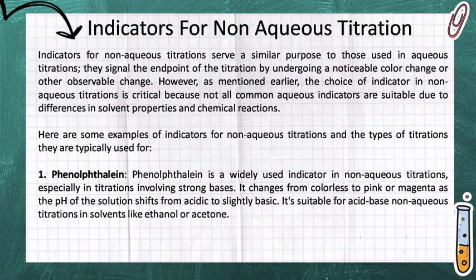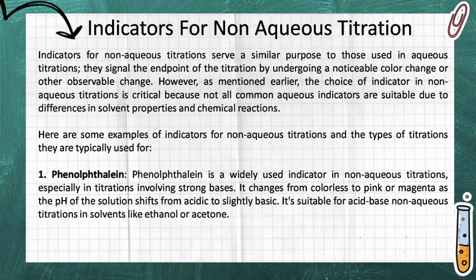Next, indicators for non-aqueous titration. Indicators for non-aqueous titrations serve a similar purpose to those used in aqueous titrations. They signal the endpoint of the titration by undergoing a noticeable color change or other observable change. However, as mentioned earlier, the choice of indicator in non-aqueous titrations is critical because not all common aqueous indicators are suitable due to differences in solvent properties and chemical reactions. Here are some examples of indicators for non-aqueous titrations and the types of titrations they are typically used for.